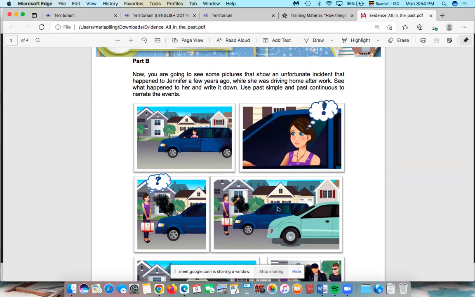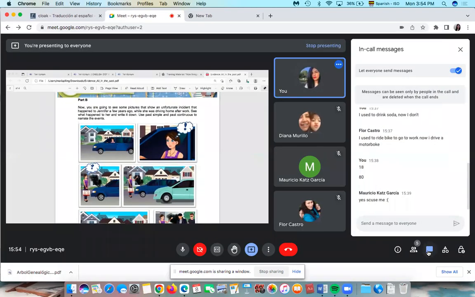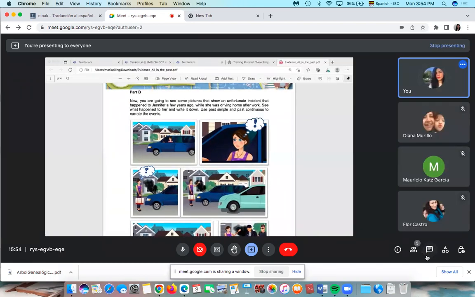Perfect. That's all. This unit is kind of long. I like it. I don't know if you have any questions, but I would like to listen to you in case you do. Well, it seems like you don't. Elkin, is everything clear? Yes. Okay, perfect.